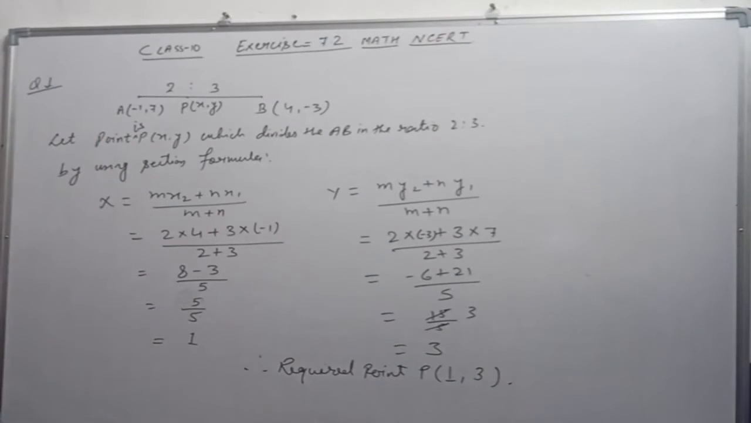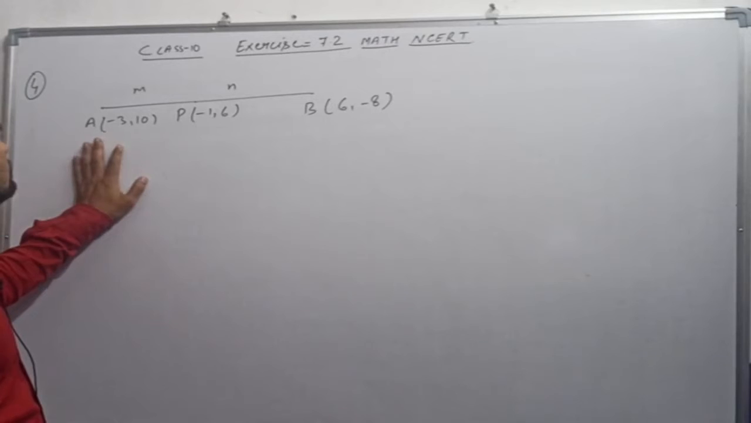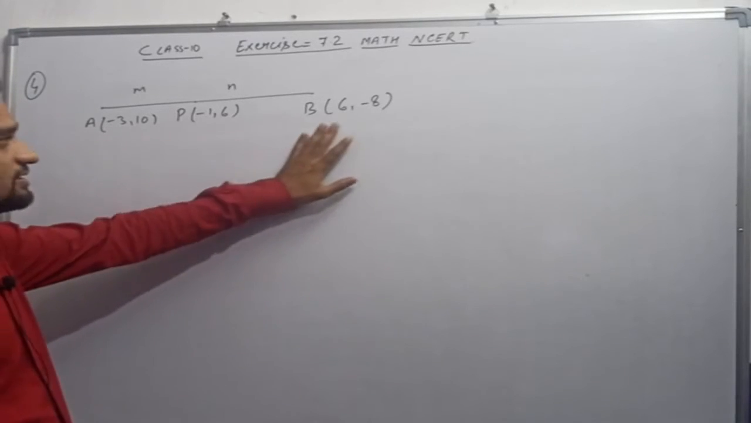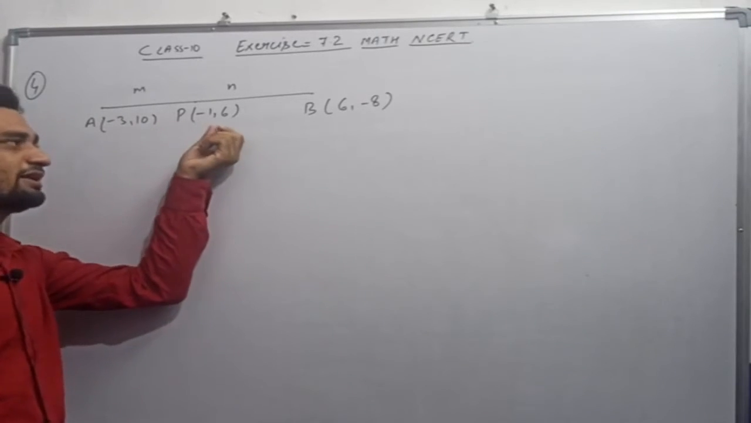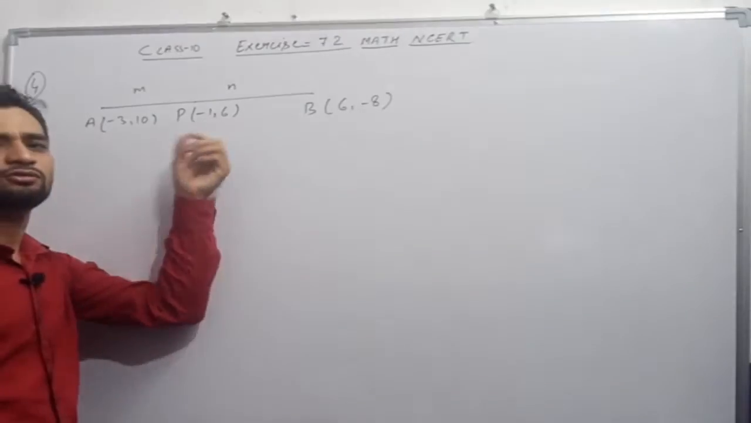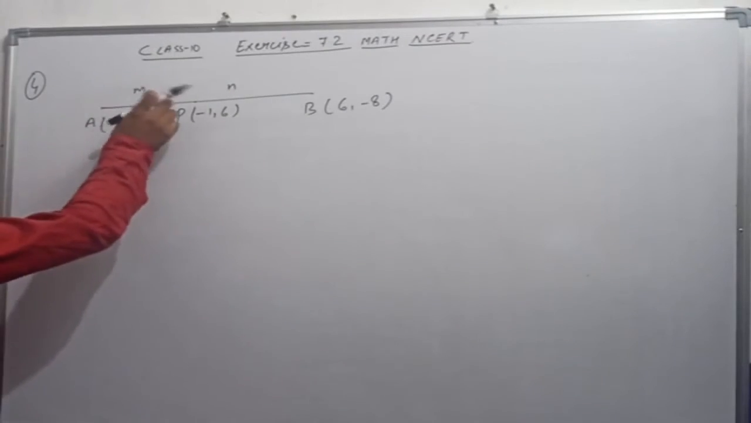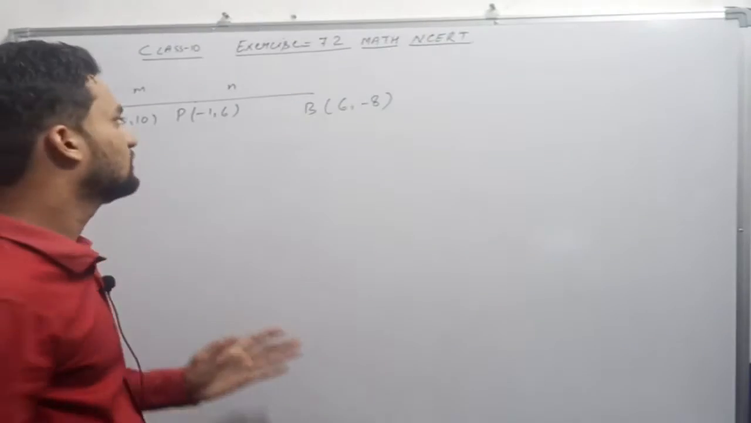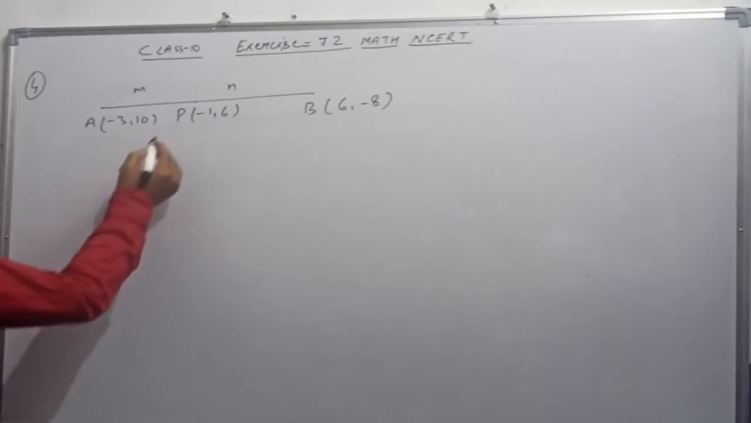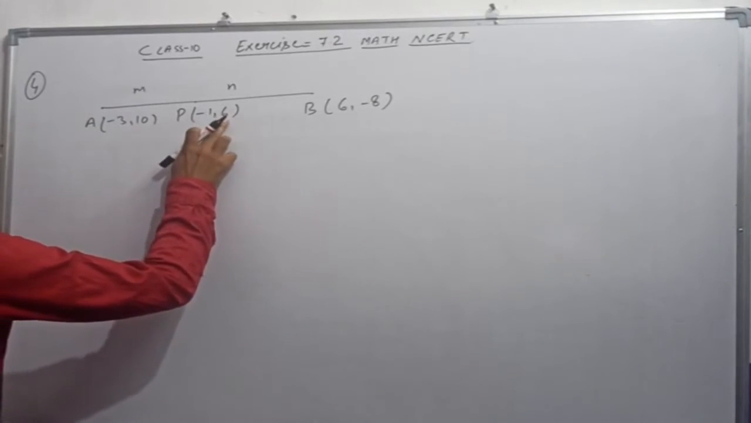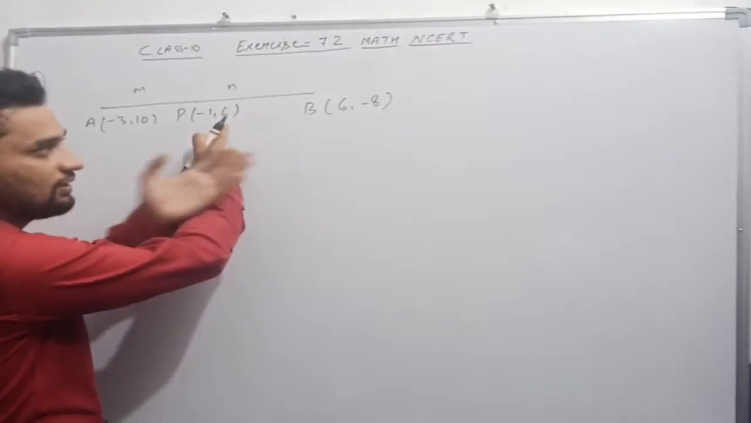Now we are taking question number 4. As you know, point A is given as (-3, 10), B is given as (6, -8), and P is given as (-1, 6). The line segment AB is divided by this point. You cannot say the center or midpoint, because this is a dividing point. So this will create a ratio, and that ratio we have to find. We do not know in what ratio this point has divided line segment AB. So this is the value of x, and this is the value of y, and as usual x1, y1 and x2, y2.